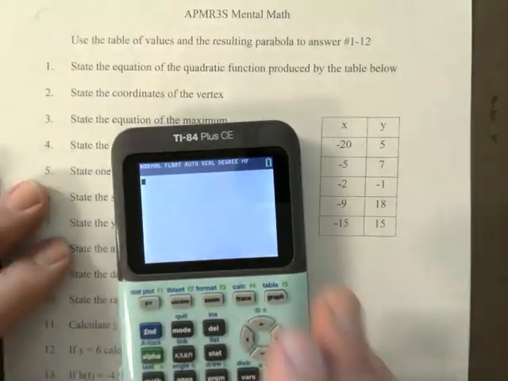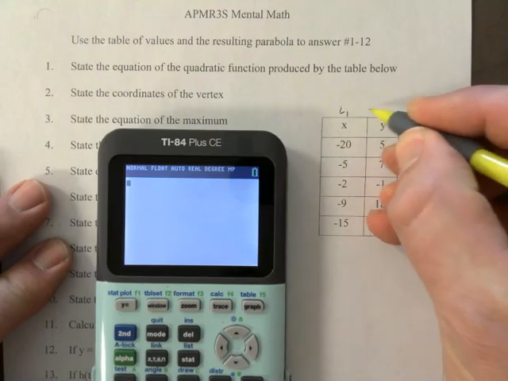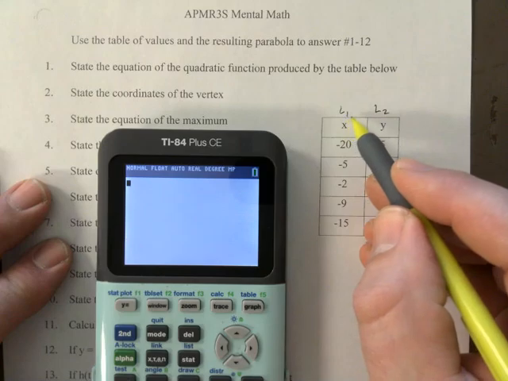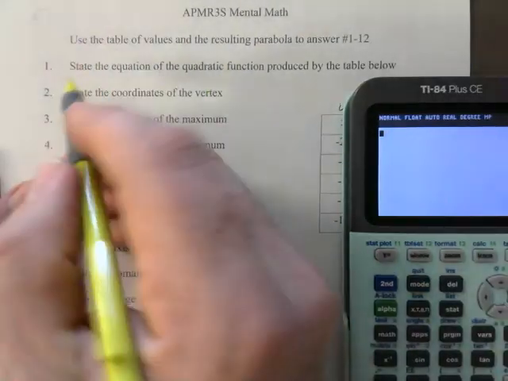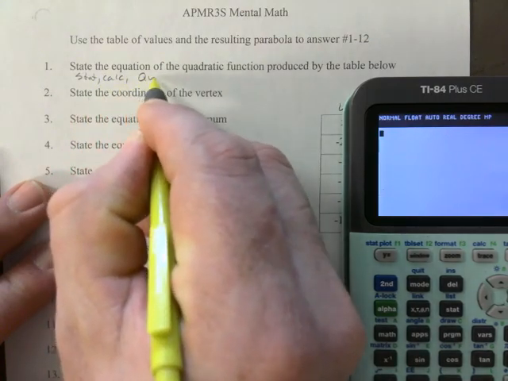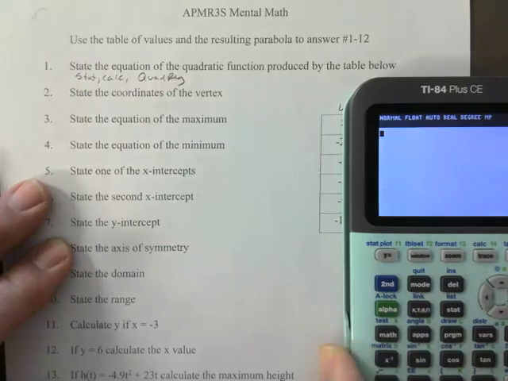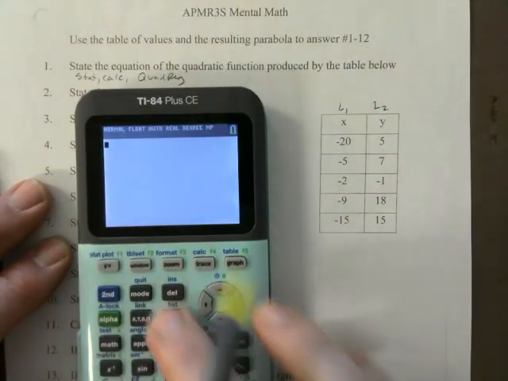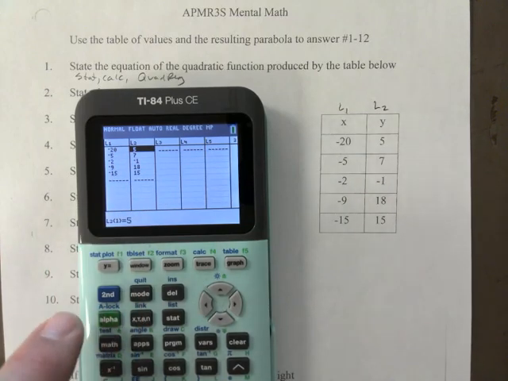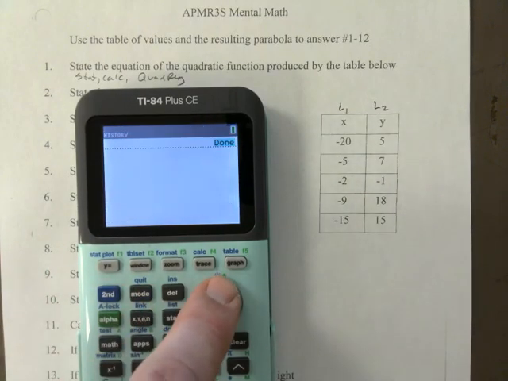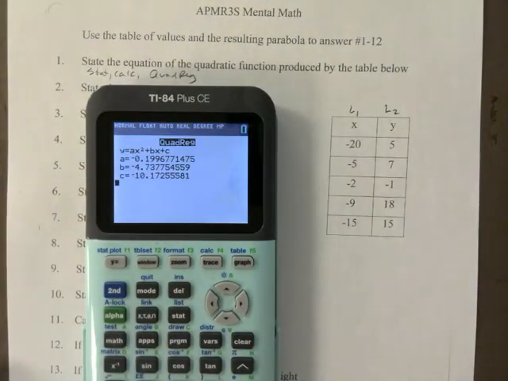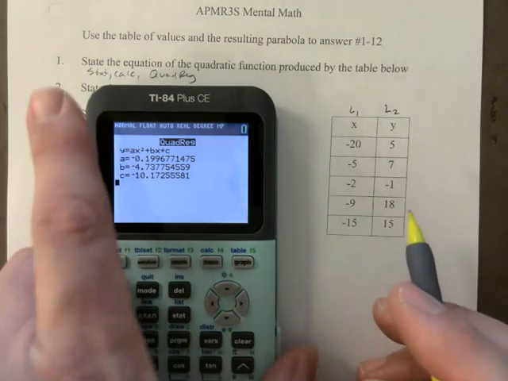So we need to figure out the equation. Some of the work that you can show me is, hey, I'm doing L1 and L2. And to figure out the equation, it's stat, calc, quad reg. I already went and entered these values into L1 and L2. I already ran this before, the quadratic regression, so I'm not going to do the whole thing again. That is the equation you're supposed to get.